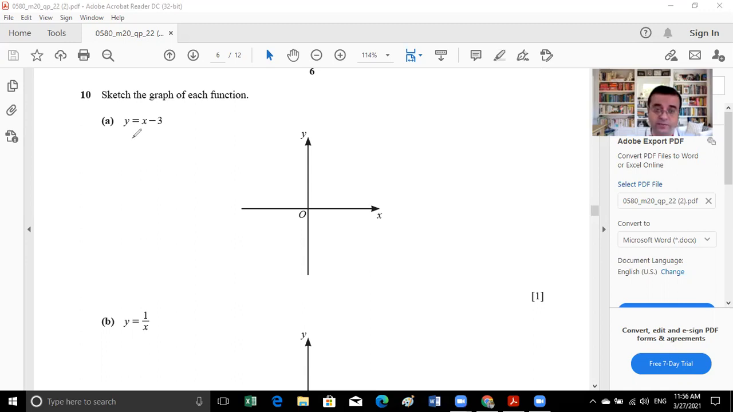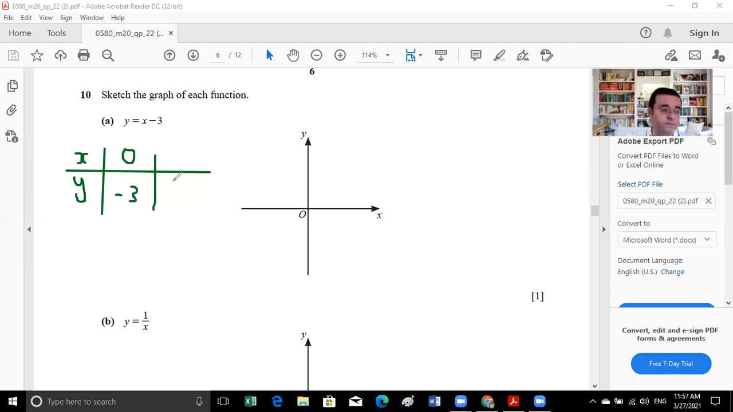How to sketch the graph? We need a minimum of 2 points. This is a line, correct? To draw any line, you need a minimum of 2 points. So first of all, you draw a table, x and y, and you take 2 points. Take 0. When x equals 0, y equals what?